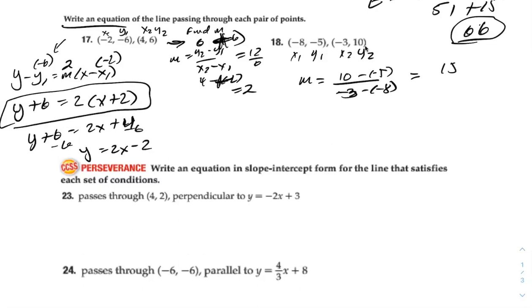So I get 15 over 11. That's ugly. Actually, wait. Over 5. My writing was so bad. So I get 3. It's much better. And then just plug into the formula.